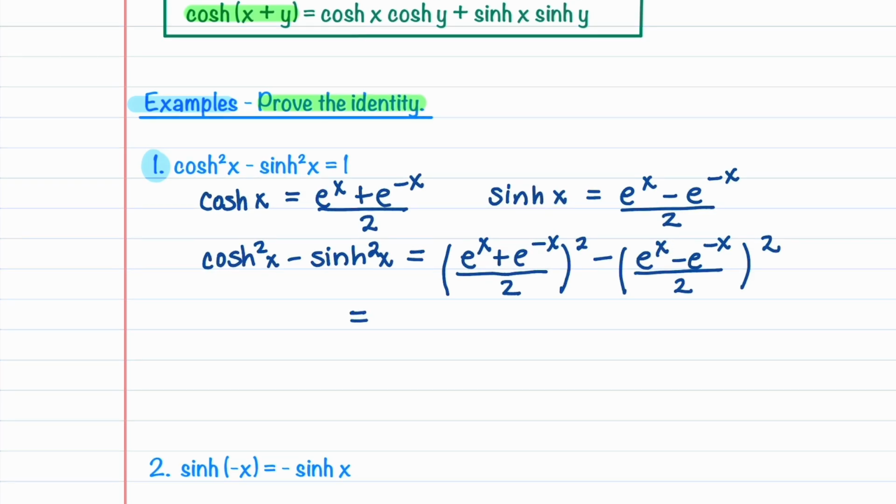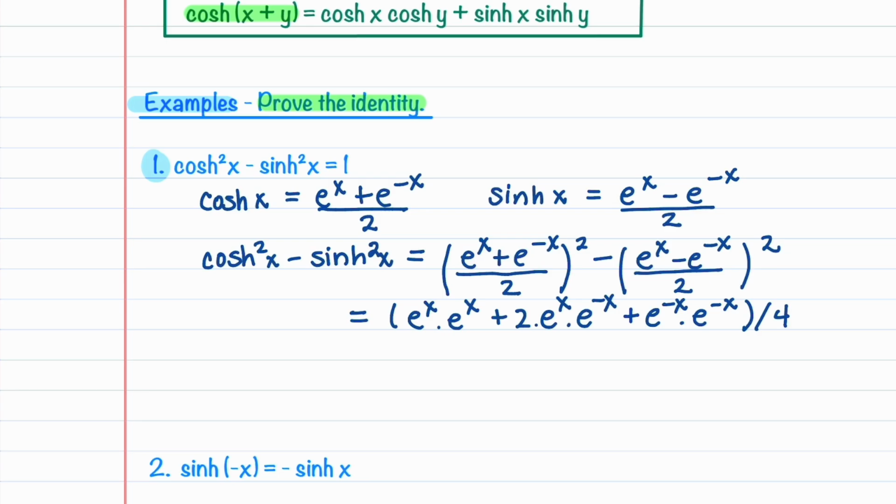Now we are going to square both of those terms. When you have two terms that are added and you square it, what you do is you square the first term. So this is e to the x times e to the x. And then you add 2 times the first term times the second term. And then you square your second term. So that gives us a plus e to the minus x times e to the minus x. And then down below we have 2 squared. So we're going to divide this by 4.